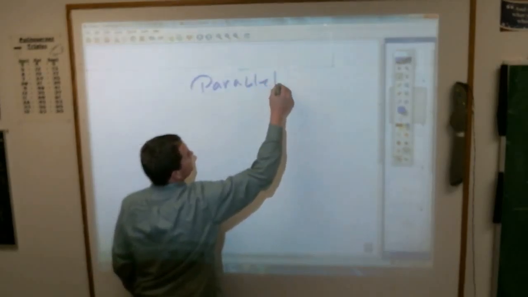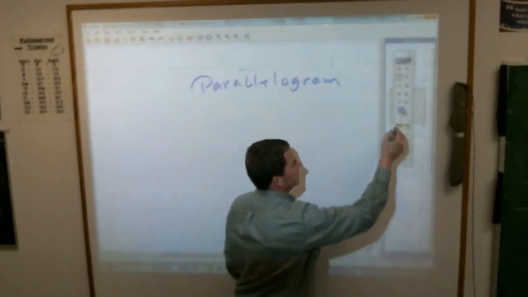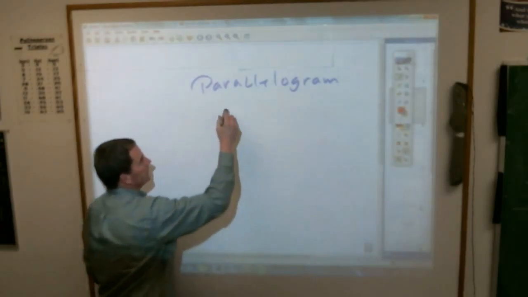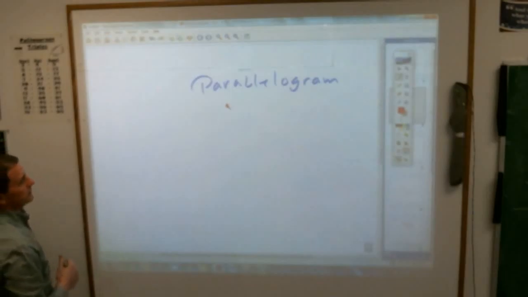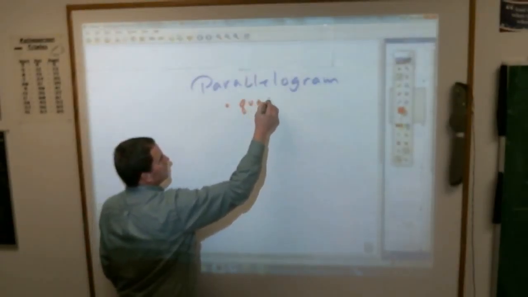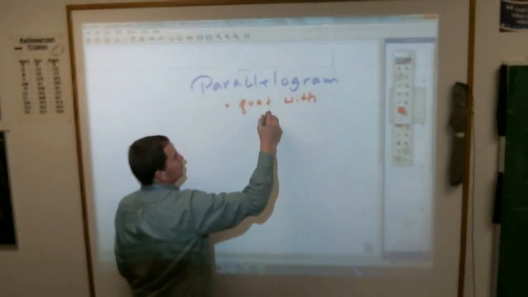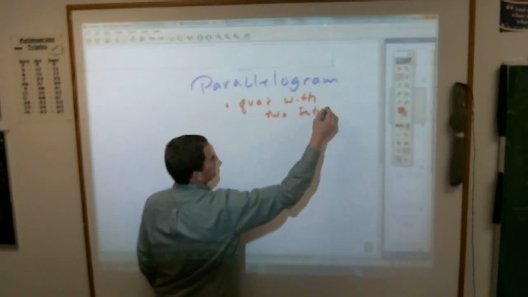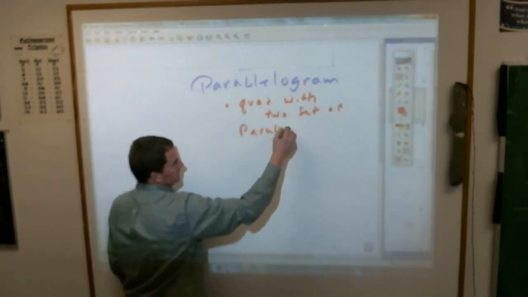Parallelogram. If you remember, the definition of a parallelogram was simply a shape that has two sets of parallel sides. It is the exact definition. A quadrilateral, if you will. Quad with two sets of parallel lines.